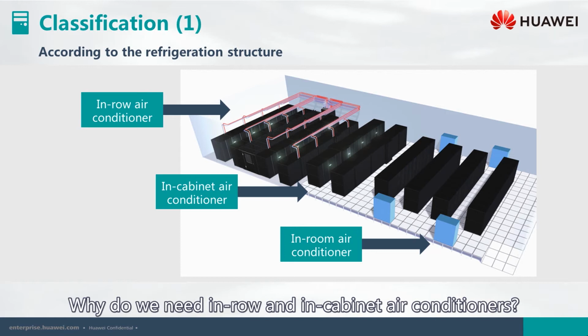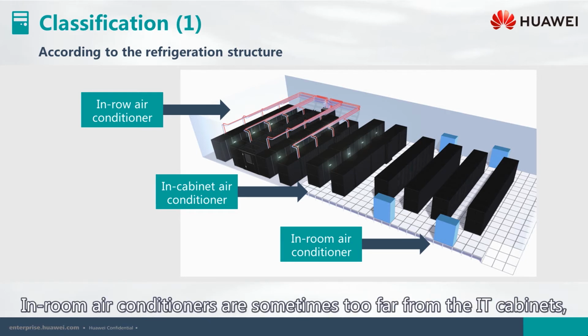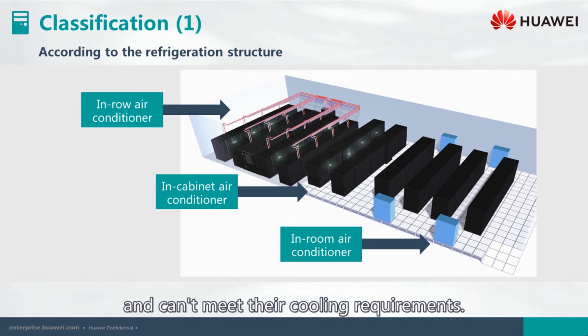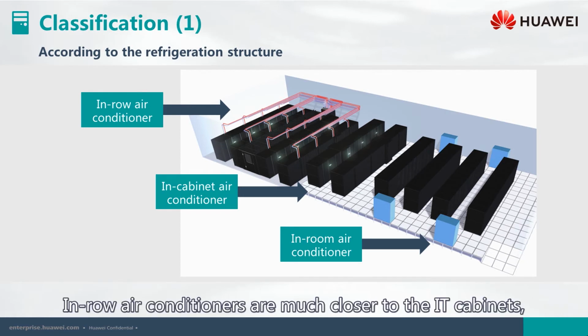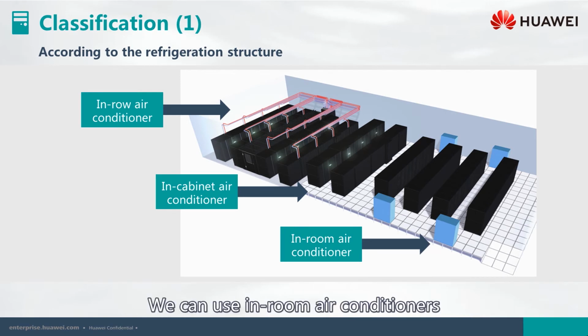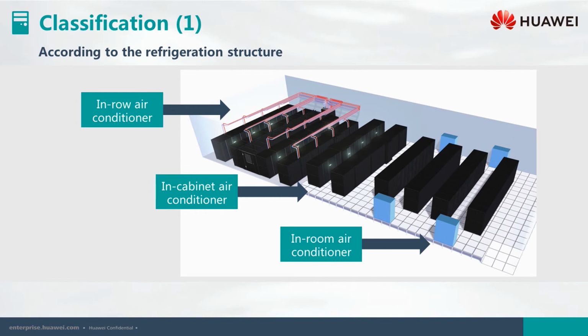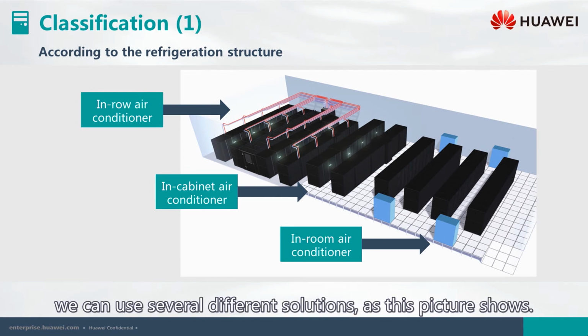Why do we need in-row and in-cabinet air conditioners? IT power density has increased massively. In-room air conditioners are sometimes too far from the IT cabinets and can't meet their cooling requirements. In-row air conditioners are much closer to the IT cabinets, so they can cool down the air more efficiently. We can use in-room air conditioners in areas with a low IT power density, and use in-row air conditioners and in-cabinet air conditioners in areas with a high IT power density. Of course, in one data center, we can use several different solutions, as this picture shows.